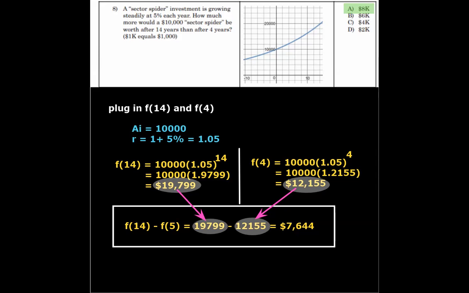The difference, 19,799 minus 12,155, is $7,644. The correct answer was A, it's closest to 8,000.